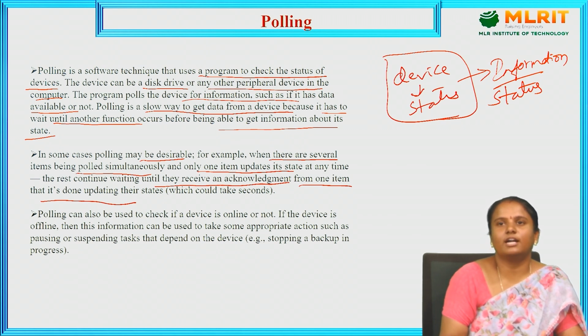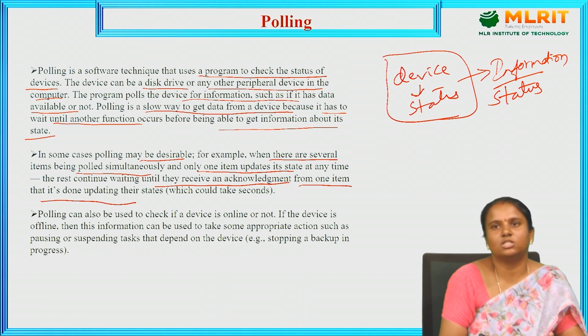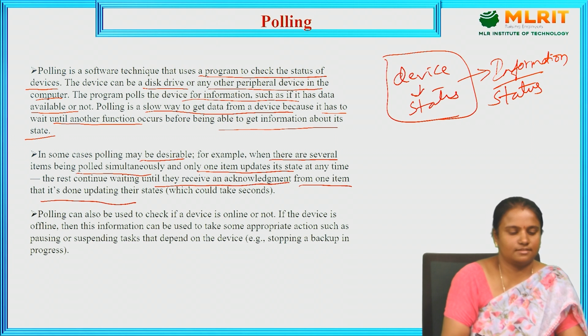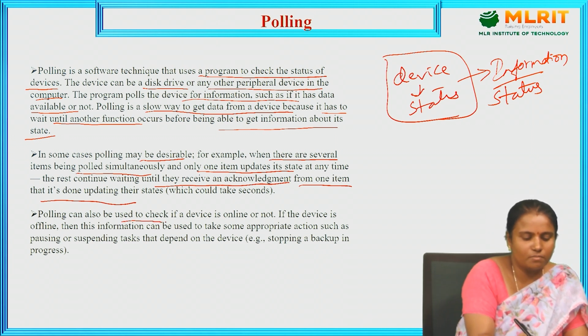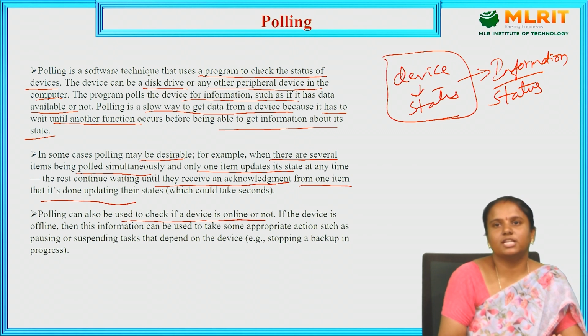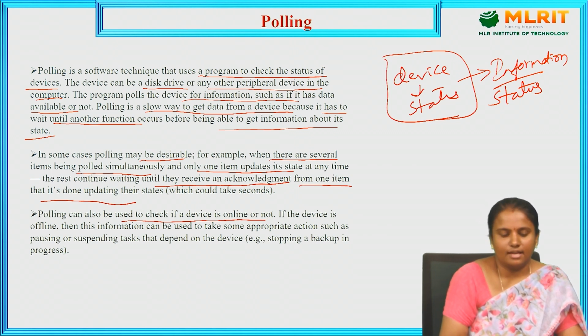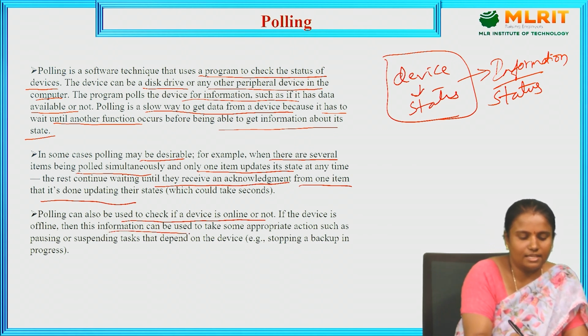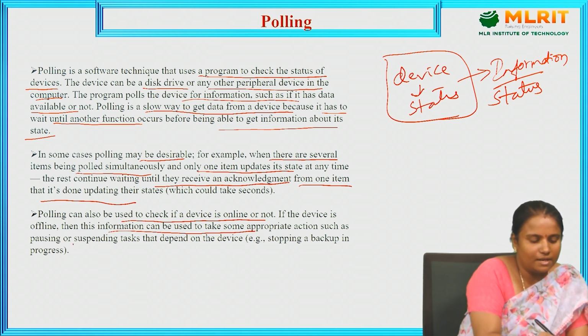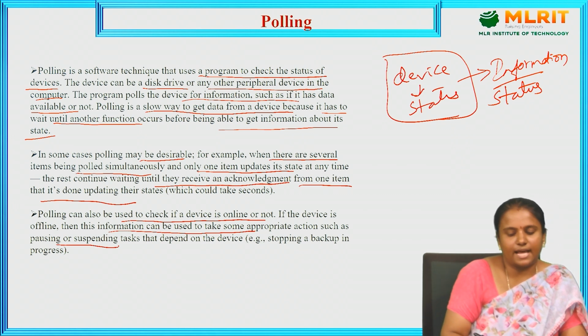If it is not received, we get an acknowledgement that this device or its data is not available. If it is not available, it takes another device and starts checking the next device for its status. Polling can also be used to check if a device is online or not. If the device is offline, this information can be used to take some appropriate action, such as pausing or suspending the task.